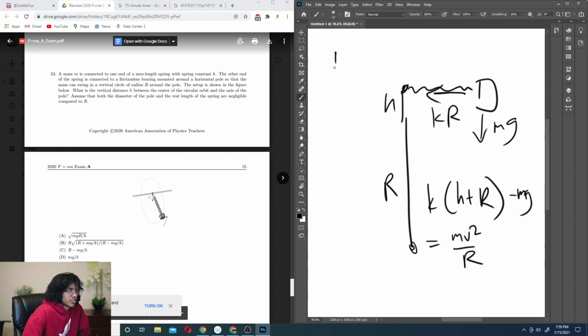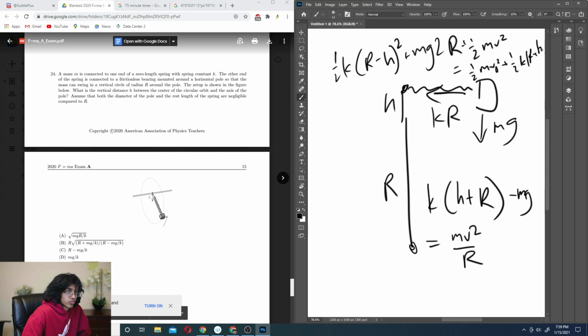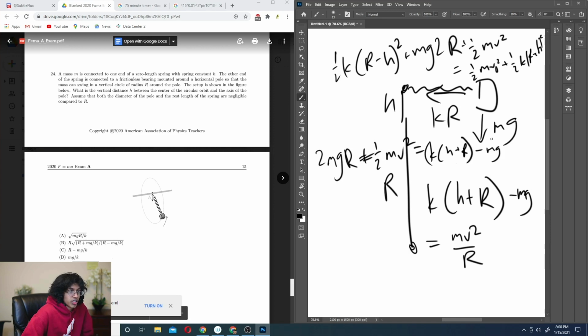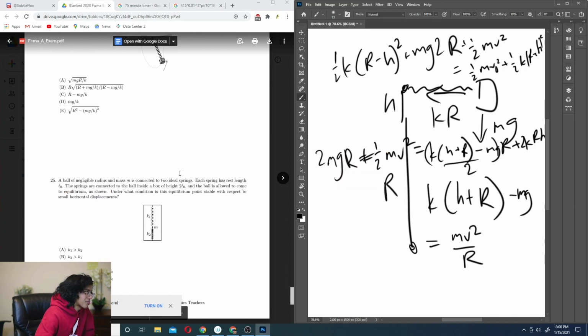So essentially, your potential energy at the top is like r minus h squared plus mg times 2r plus 1/2 mv squared is equal to the bottom, 1/2 mv0 squared plus 1/2 k times r plus h squared. Okay. So essentially, this becomes 2mgr plus 1/2 mv squared is equal to k times h plus r minus mg, whole thing times r over 2, plus krh. Okay, or 2krh. This seems very nasty though. Okay, yeah, I'm probably not gonna get this in the time, so let us move on.